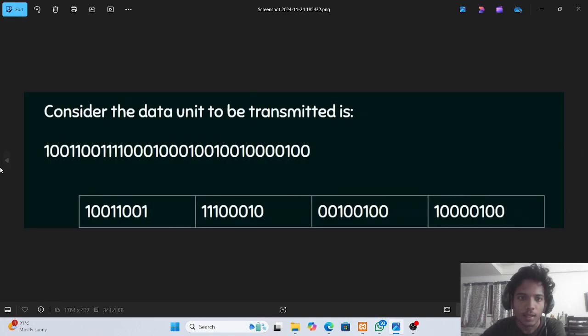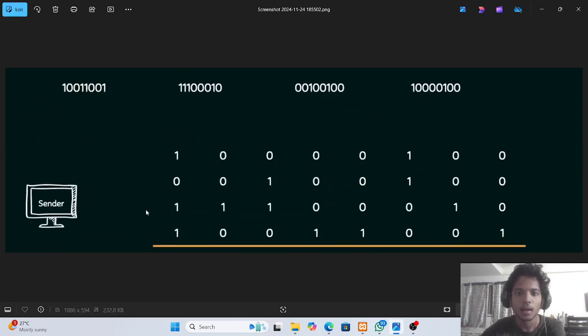Now we'll go with the problems. This is the data that we have right here. We have divided it into four different parts. Now we'll be summing these four parts.